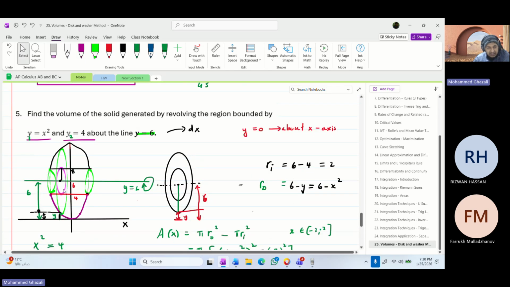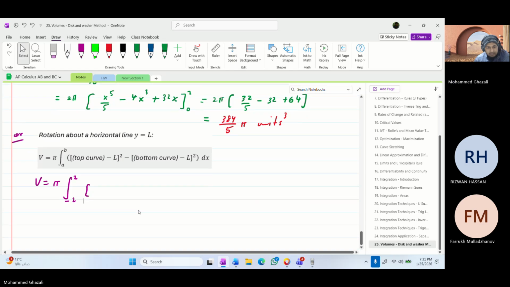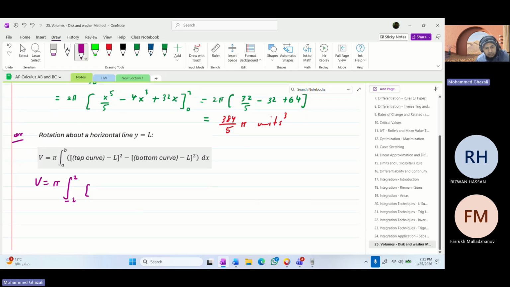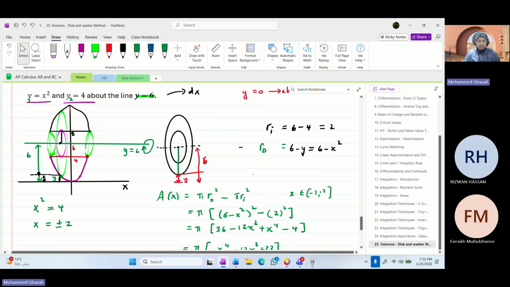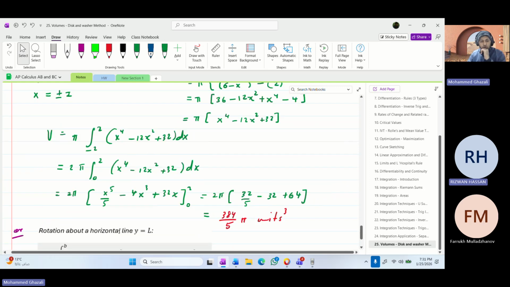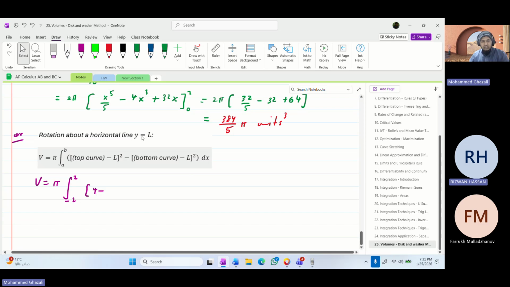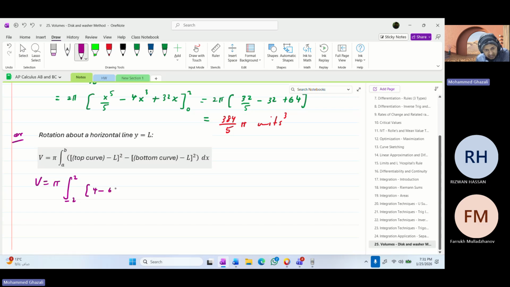No, sorry. The top curve is the horizontal line, 4. The bottom curve is the parabola. We're rotating about the line y equals 6. So that's 4 minus 6 squared, subtract.